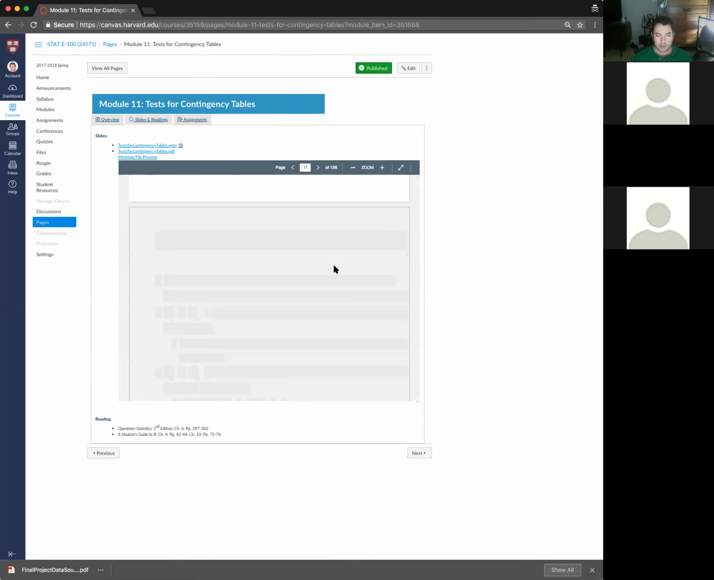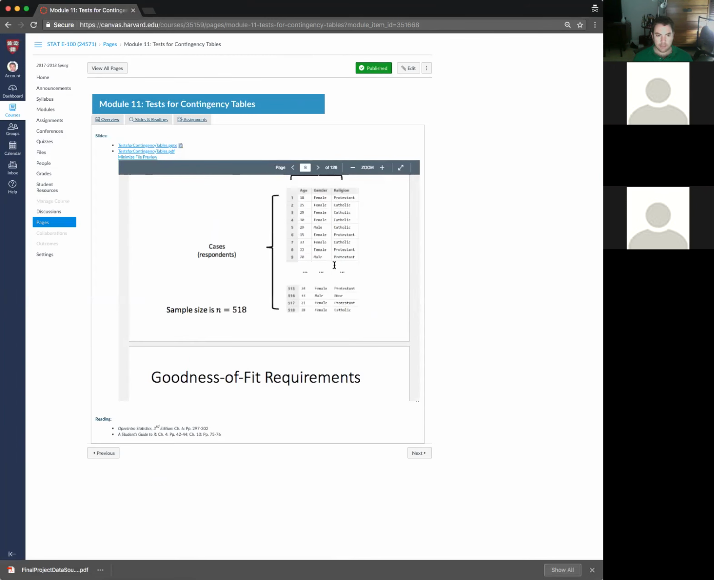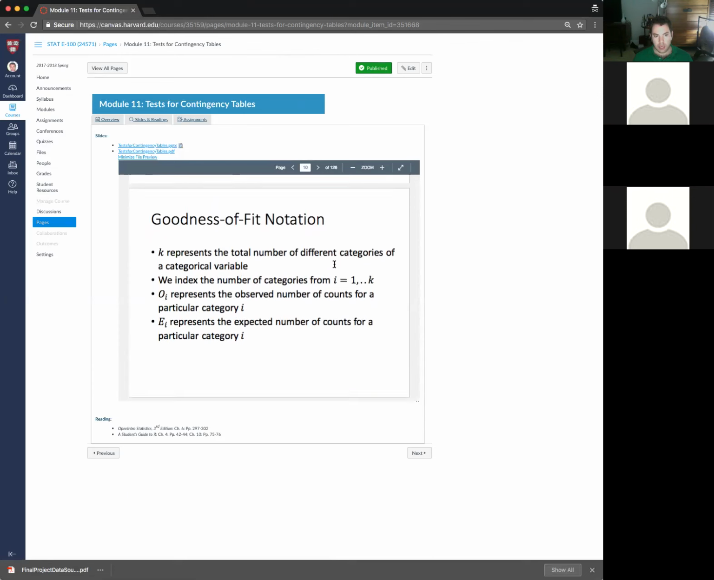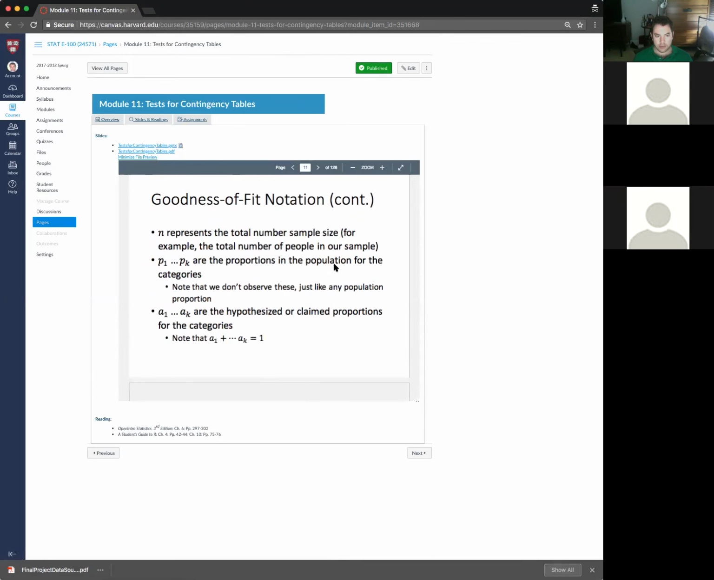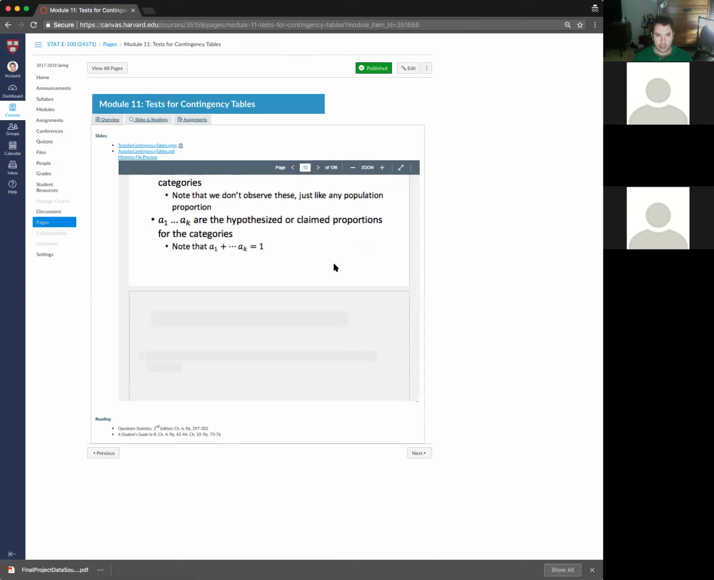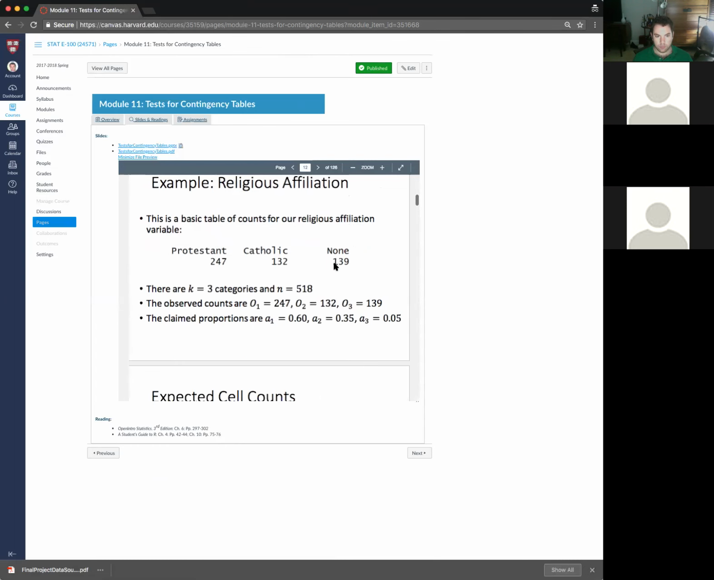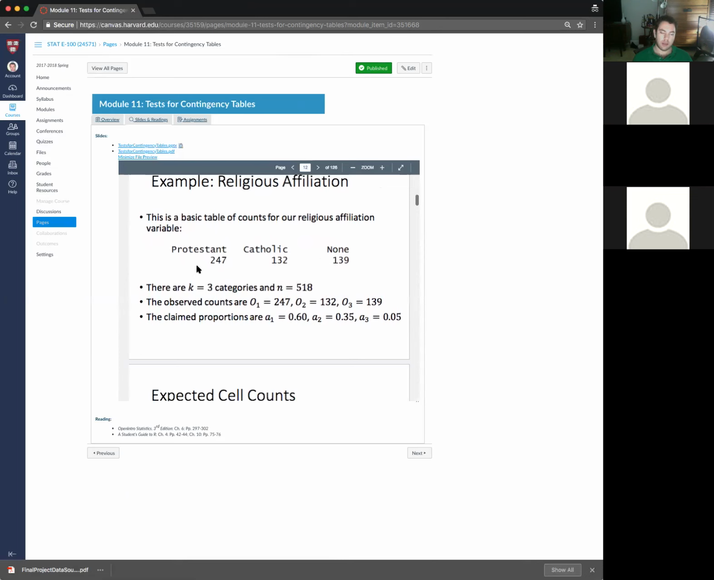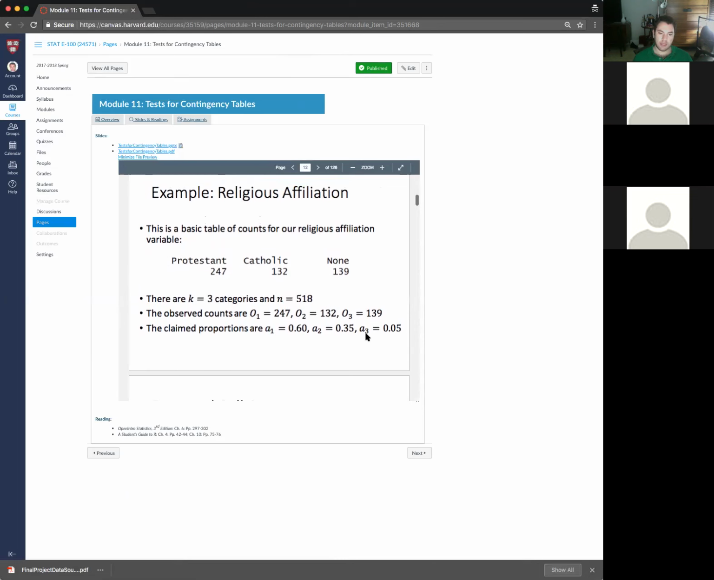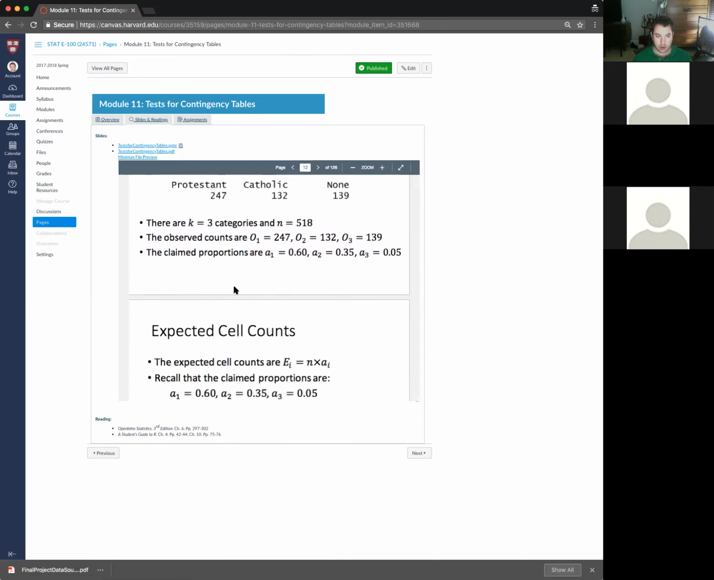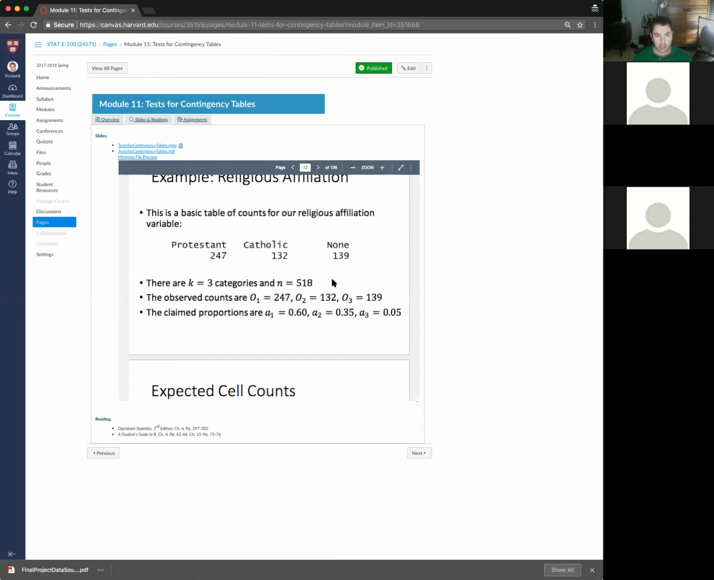Okay, so we said there was a sample size of 518, and we can look at the expectation breakdowns to come up with a contingency table. So this is what we actually observed. And what was claimed was that our breakdowns were 60% Protestant, 35% Catholic, and 5% none. And this is what we actually observe here. So this is the observed counts.